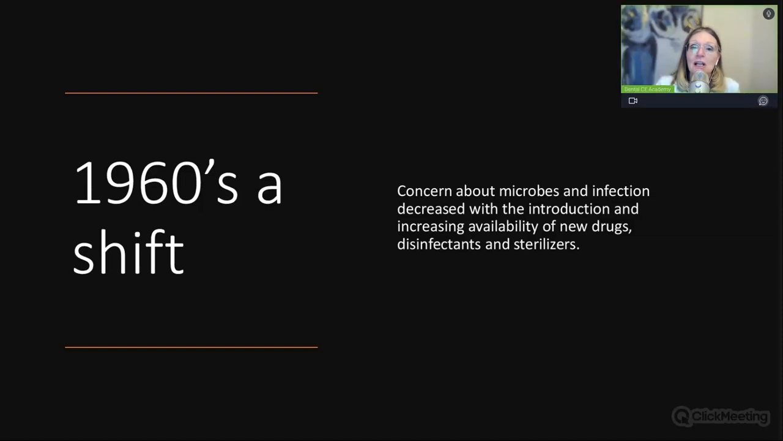Now, there was a shift in the 1960s because there became a decrease in the concern about microbes and infection. Why? There were new antibiotics, new drugs that came onto the market, which, by the way, many of them are no longer working because of antimicrobial resistance. Disinfectants were developed, and sterilizers, autoclaves, etc. So the UVC was sort of put on the back burner a little bit, and these other technologies and antimicrobials took their place in terms of use because the concern had decreased.